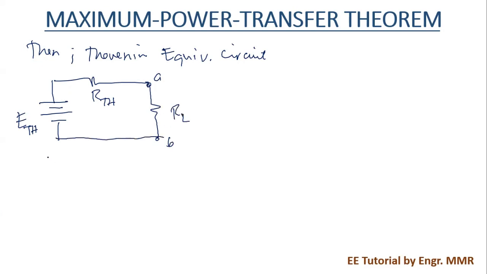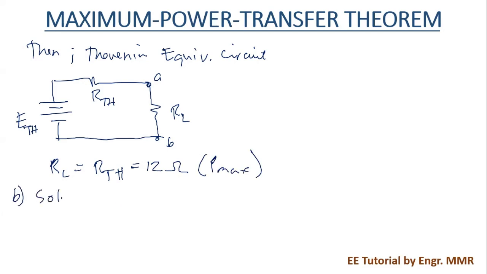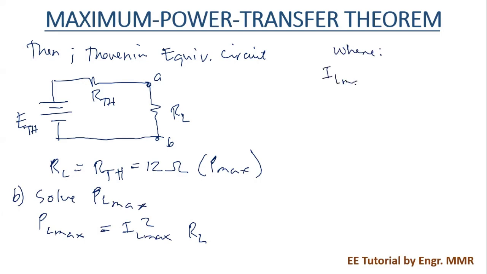From our derivation, there will be maximum power transferred to the load RL only when RL is equal to RTH. So RTH is just equal to 12 ohms, and that is the value of RL for maximum power transferred to the load. Solve for the PL max. So the PL max, from the formula, we need to know that it is IL max squared times the RL, where IL max happens when RL is equal to RTH.